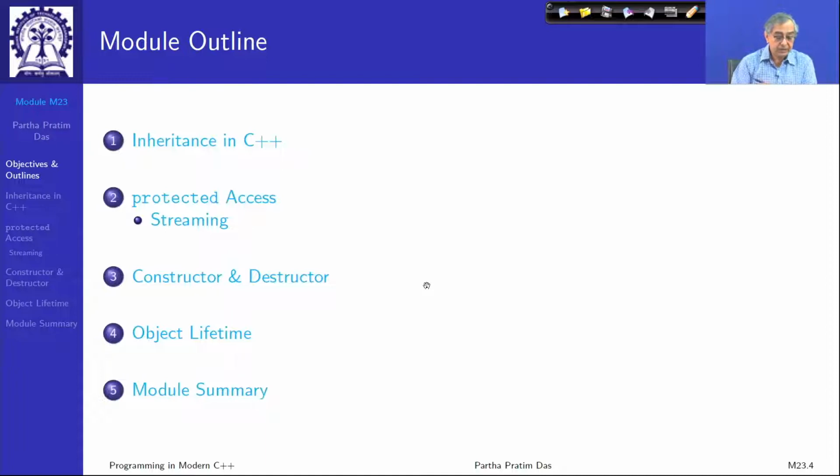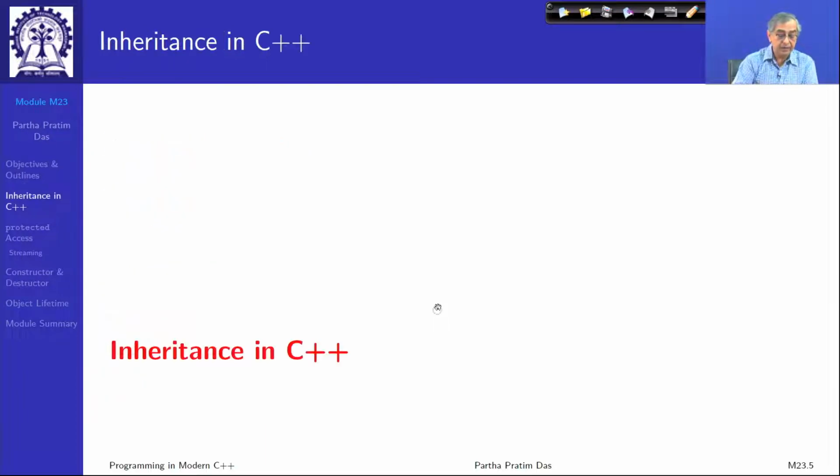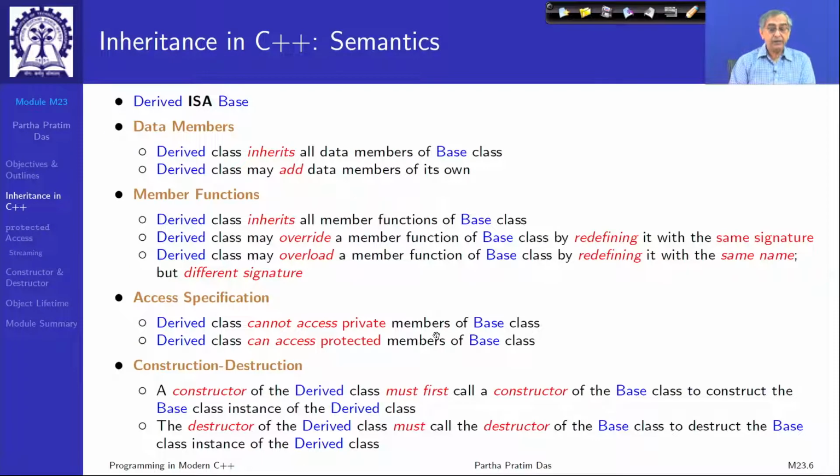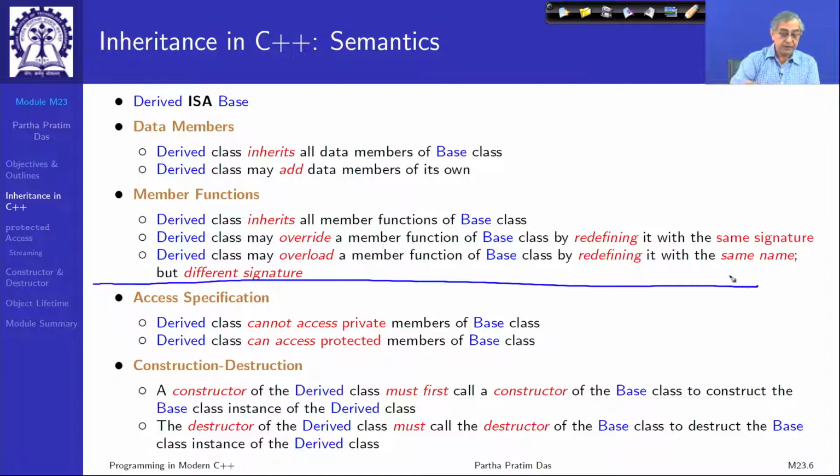So, this is the outline, it is available on left. So, inheritance in C++. Up to this point we have discussed, now we are going to discuss this part, starting with the access specification and then continuing in the object construction.